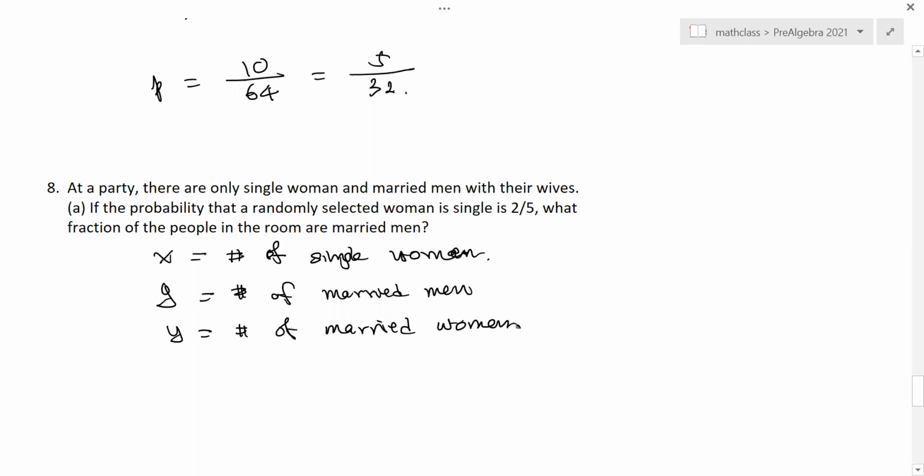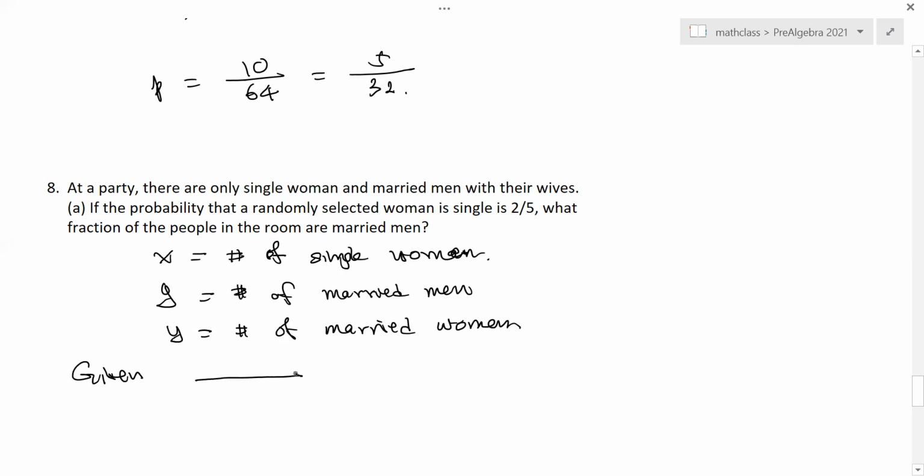That's fine. So the first question is, what if the probability that a randomly selected woman, we only consider women, is single, is 2/5. So what fraction of the people in the room are married men? When we talk about fraction, write down what you are given. We are given the probability of randomly selecting a woman, so you only focus on women.